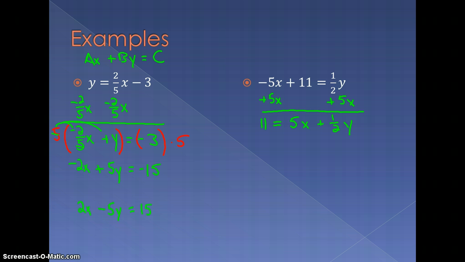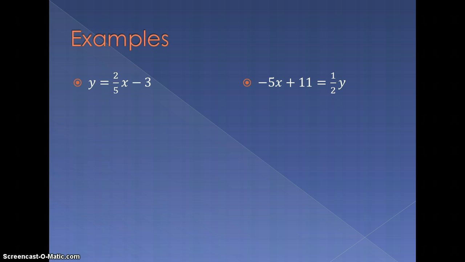And here, we still need to multiply because we have this fraction. What is the denominator of that fraction? Well, it's 2. We need to multiply both sides by 2. So 2 times 11 is 22, which is equal to 10x plus y. So we can rewrite that as 10x plus y equals 22. And that would be the standard form of that equation. So that's what we have.